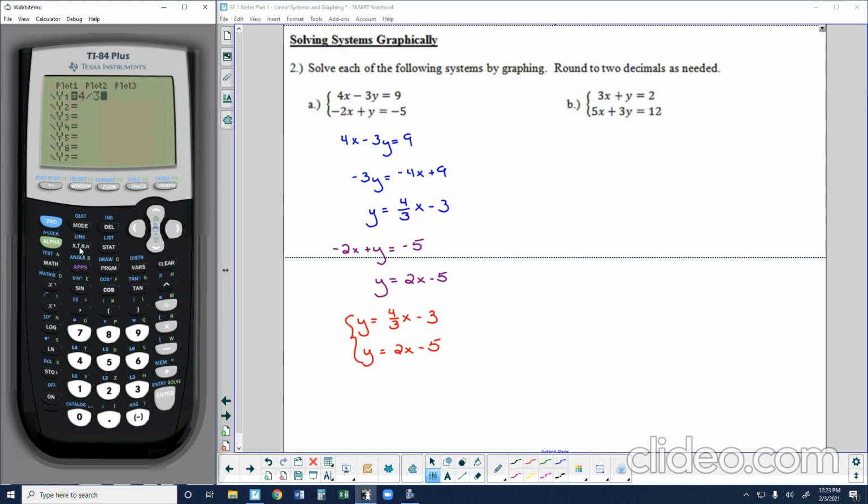The reason, again, that I wrote my system in this manner is because now I can graph. If I put 4/3 x minus 3 and 2x minus 5 into my calculator and hit the graph key, making sure I'm in the standard window for right now, it's going to graph my lines. The first line that was drawn shows us all possible values that would be solutions to the equation y equals 4/3 x minus 3. If I look at my table, 3 and 1 would be a solution to that equation. 0 and negative 3 would be a solution to that equation, and so on and so forth. The graph of this second line showed us all the solutions to y equals 2x minus 5.